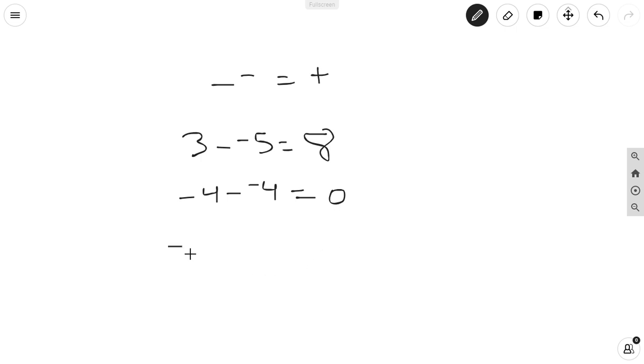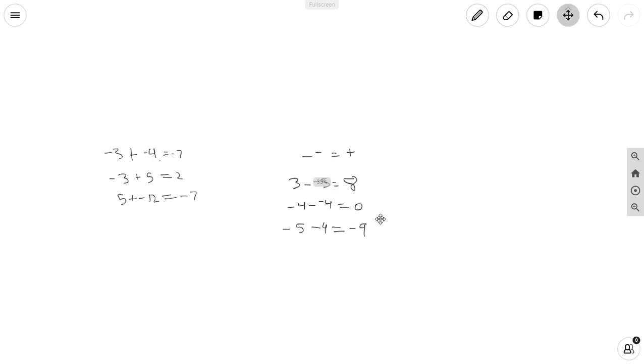Let's look at another one. -5 minus 4 equals. So you can think of this as kind of two negatives, even though this is subtraction. So -5, -4. So they're both the same sign, so it's just going to be a higher negative, so -9.